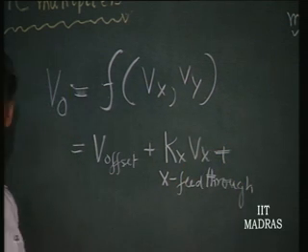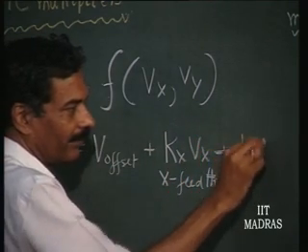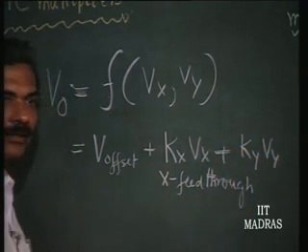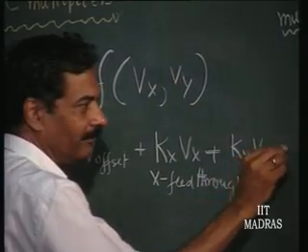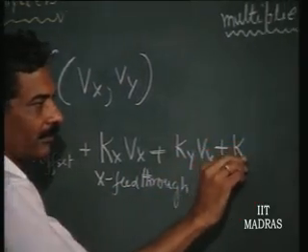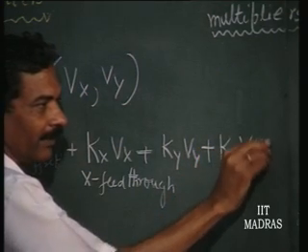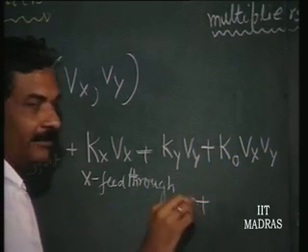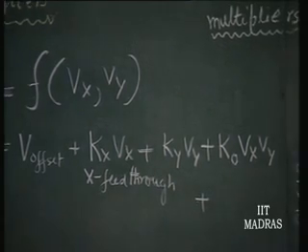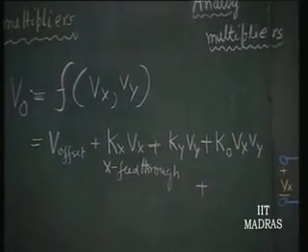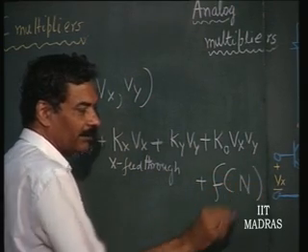Then obviously what else will be there? Ky Vy, which is called y feed through, and then we have K naught into Vx Vy, and then we have Vx squared, Vy squared, Vx squared Vy, Vy squared Vx. These are called the nonlinear terms.